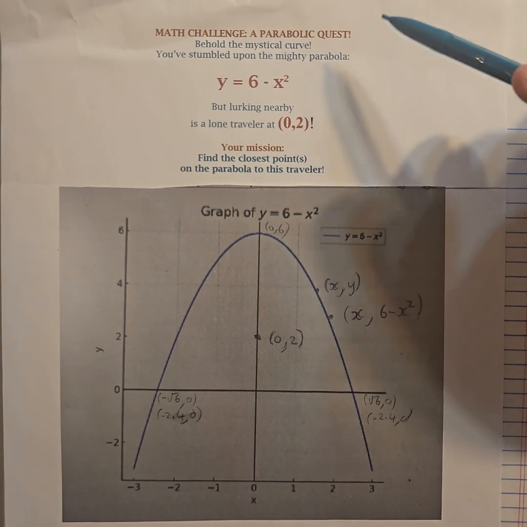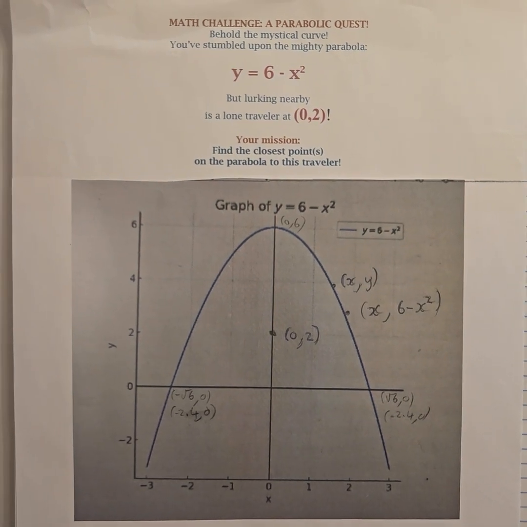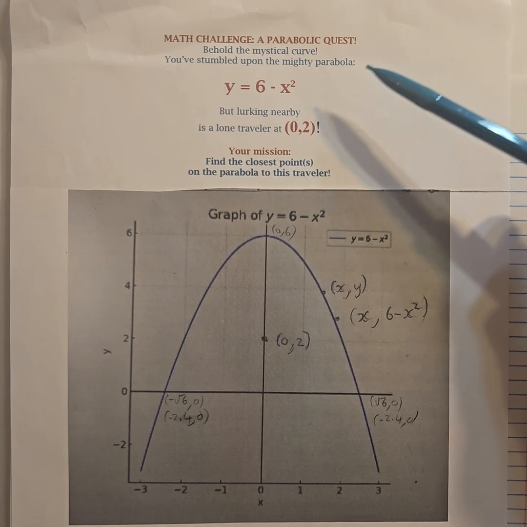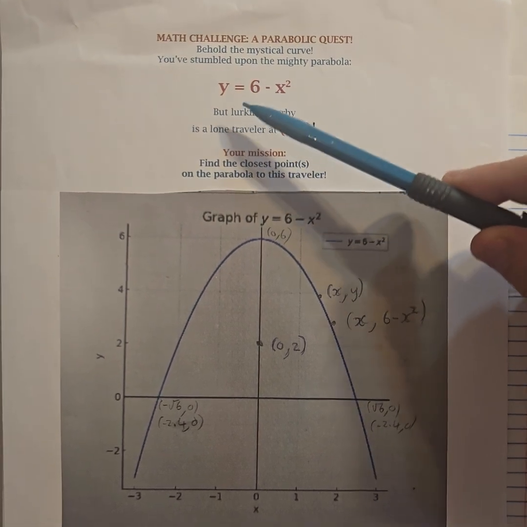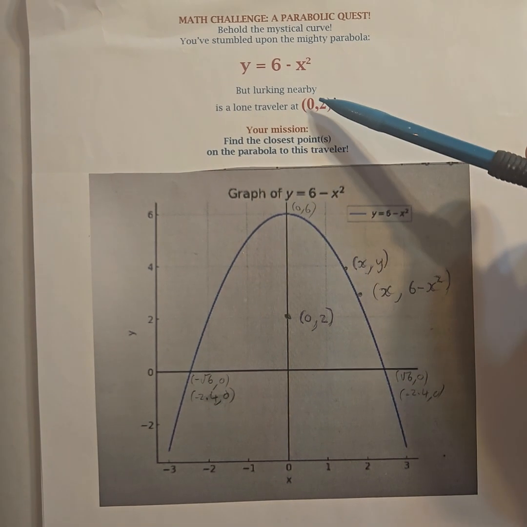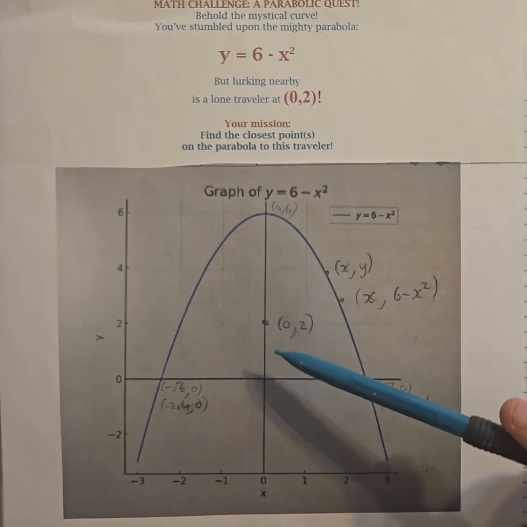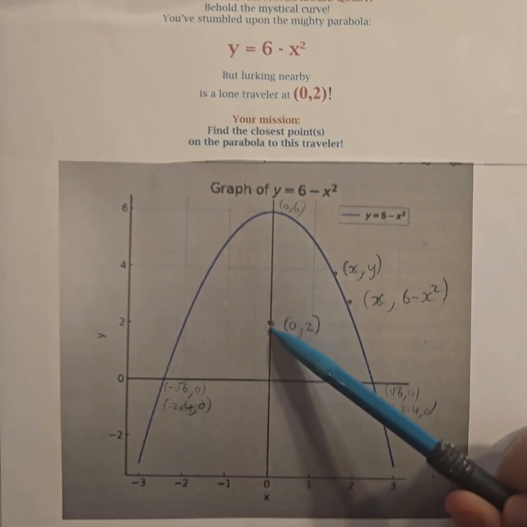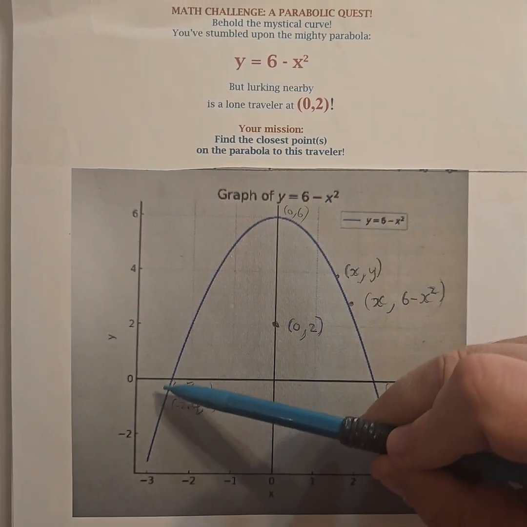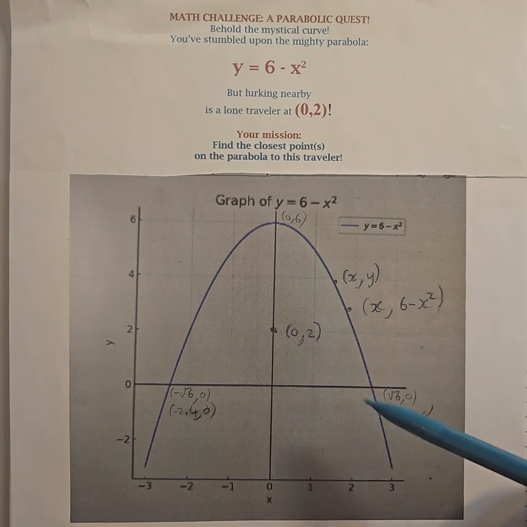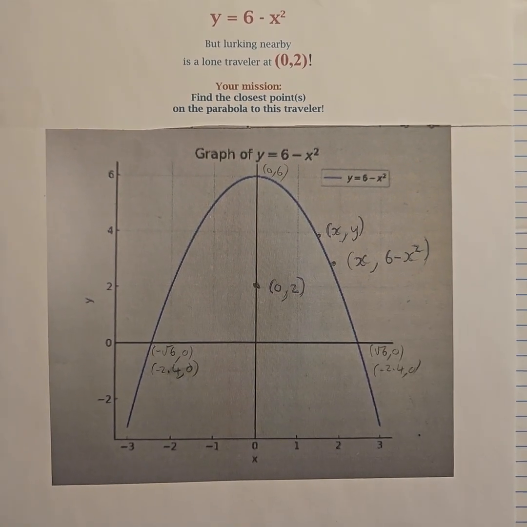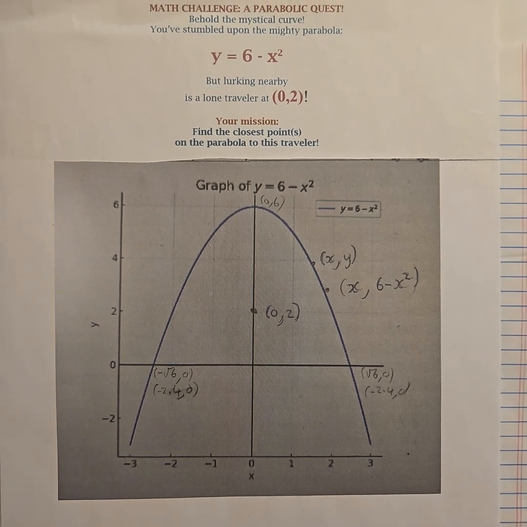Math challenge, a parabolic quest. Behold the mystical curve. You've stumbled upon the mighty parabola, y equals 6 minus x squared. But lurking nearby is a lone traveler at (0, 2). Your mission is to find the closest point on this parabola to this traveler, who's at (0, 2). It'll make this traveler's job easier.